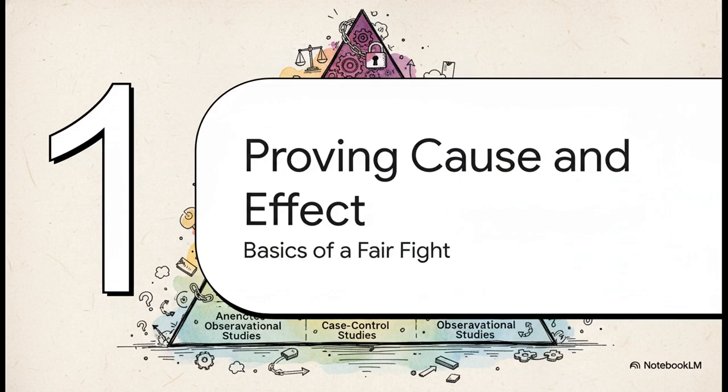At its core, good science is all about one thing, proving that A causes B. Not just that they hang out together or happen around the same time, but that one thing directly causes another. And to prove that, you really need a fair fight. The rulebook for that fight, that's what we call research design. It's the whole setup that makes sure the results aren't just some lucky punch.